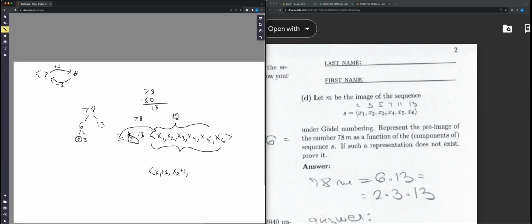And then where does 13 go? 13 is the 6th prime number. So that means it needs to go here. Right? 2, 3, 5, 7, 11, 13.